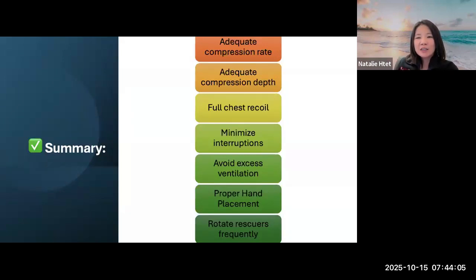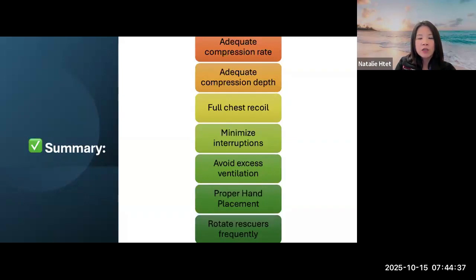And number two is adequate compression depth. Make sure that you are compressing patients adequately. So in adult patients, at least 5 centimeters of chest compression, but not more than 6 centimeters. In kids, you want to gauge based on whether they are infants or children. So infants only need about 1.5 inches or 4 centimeters, and for children, it will be about 5 centimeters.